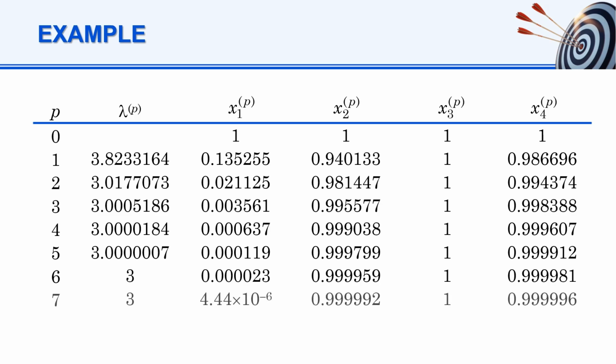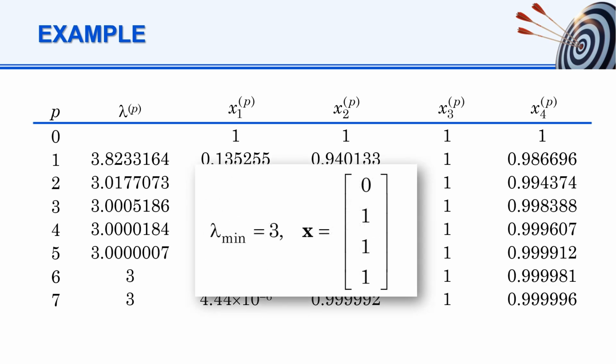This iterative process continues until the difference between the eigenvalue estimates and the norm of the displacement vector is less than epsilon. The iteration process results in 6 decimal place accurate estimates in 7 iterations. The smallest eigenvalue is found to be 3, and the associated eigenvector is 0, 1, 1, 1.